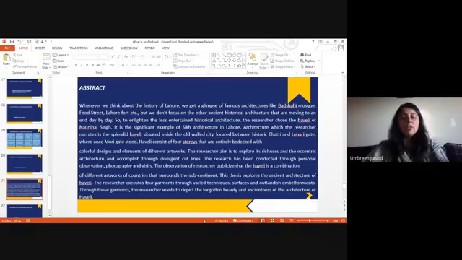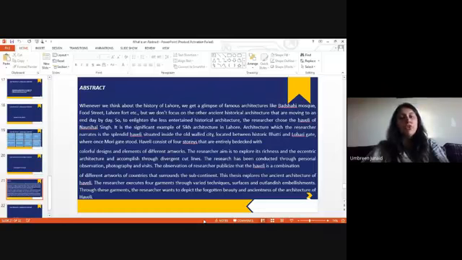Whenever we think about the history of Lahore, we get a glimpse of famous architecture like Badshahi Mosque, Food Street, Lahore Fort, etc. But we don't focus on the other ancient historical architecture that is moving towards its end day by day. So, to enlighten the less entertained historical architecture, the researcher chose the Haveli of Nau Nihal Singh. It is a significant example of Sikh architecture in Lahore, which the researcher narrates is a splendid Haveli situated inside the old walled city, located between historic Bhati and Lahori Gate, where once Mori Gate stood.